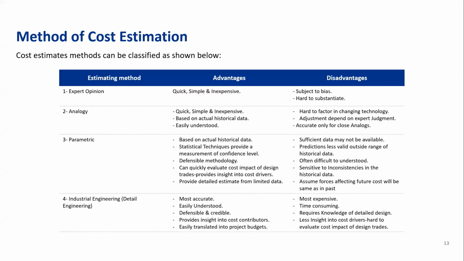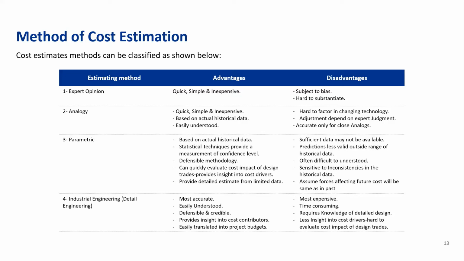The other method is called the analogy. This type of estimate is based on the actual cost of a similar program. We refer to it as benchmarking. You just take a similar project and apply the same basis to your current project.